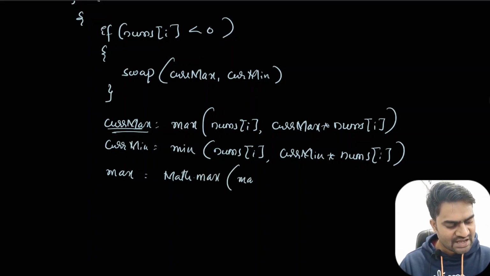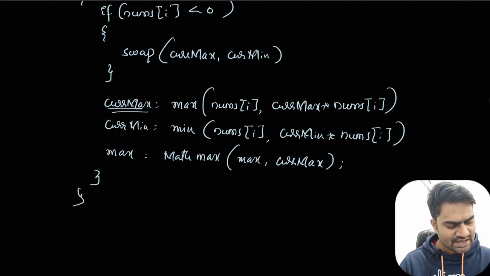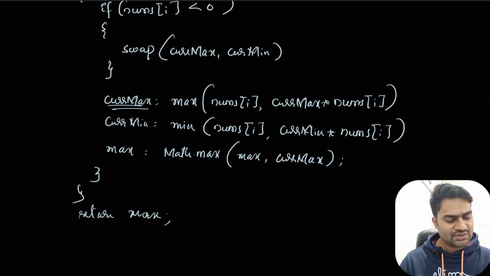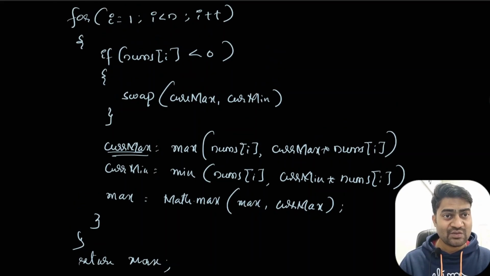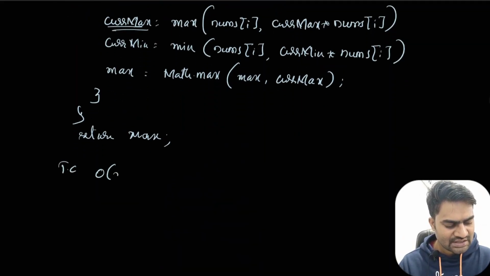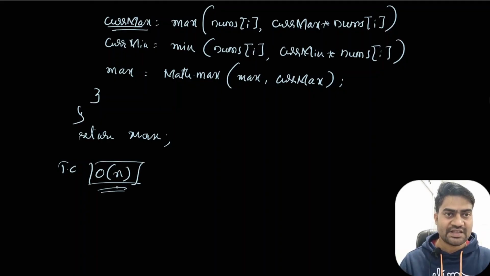Then our max value, comma, our current max value. Okay, this will update our max value. Then finally I will return my max. So this all happens in only one iteration. That's why our time complexity is of order n.